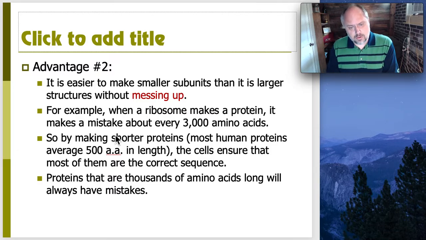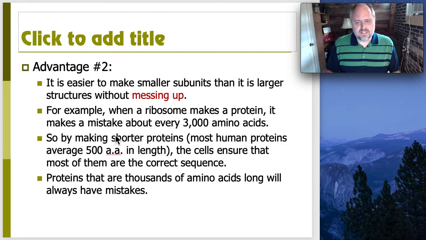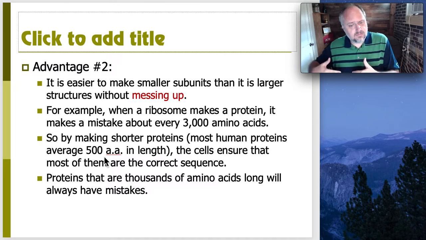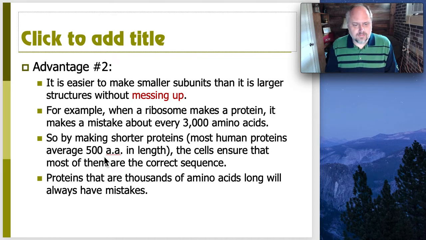So by making shorter proteins, we're within the capacity of a ribosome to make these proteins the same way every time and not make mistakes. So it shouldn't be a surprise that most human proteins tend to average about 500, and actually most proteins and enzymes tend to be in the 300 to 400 range, which means that any mistakes that happen there are probably because the genetic information at the chromosome level has had a mutation in it.